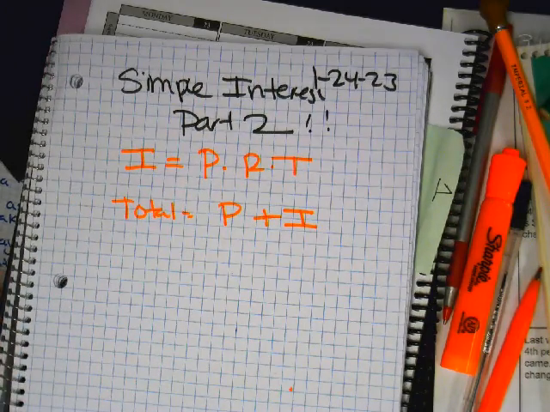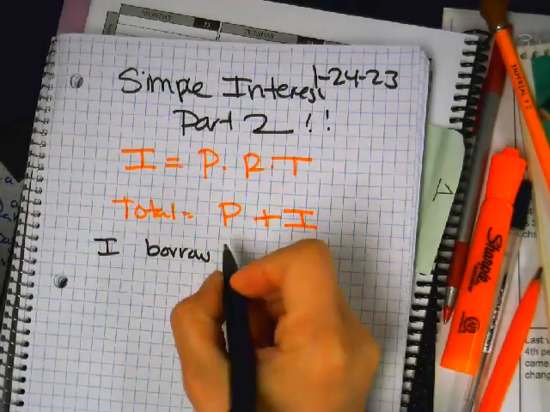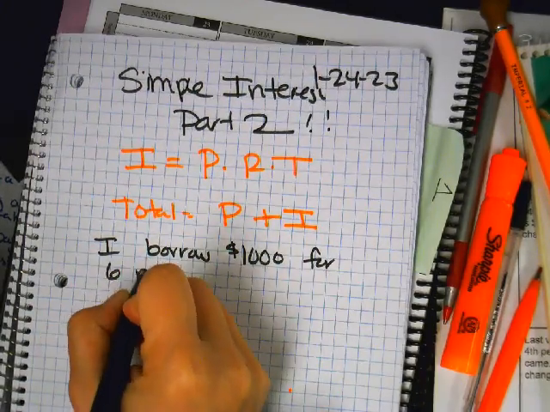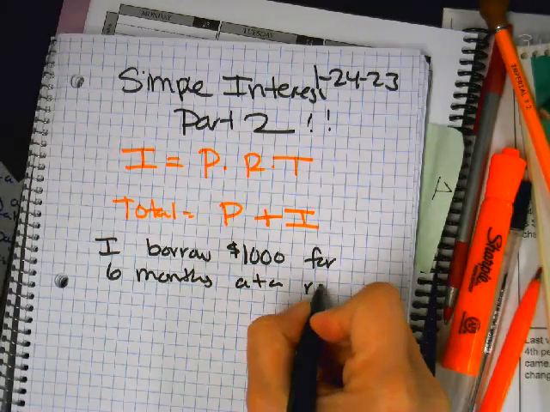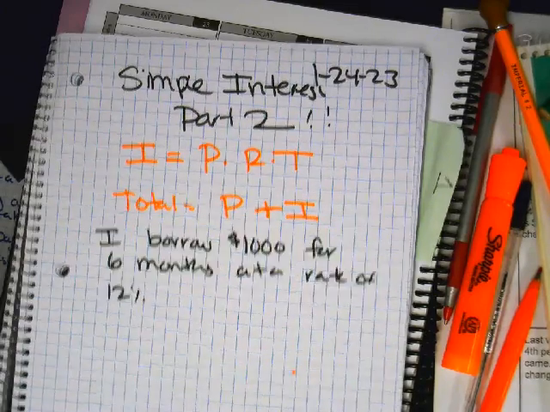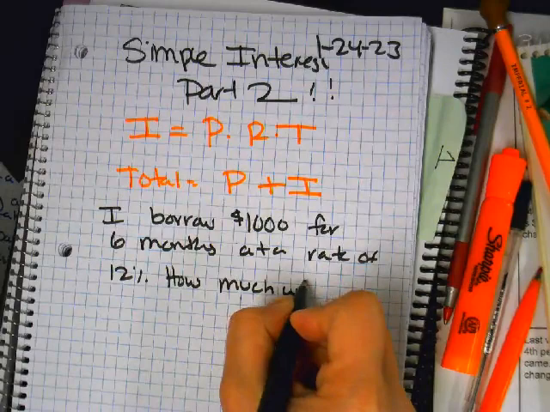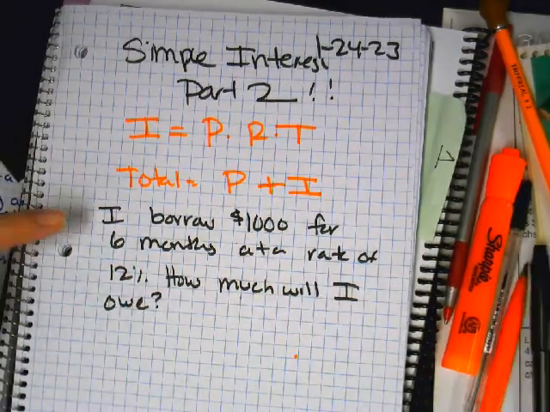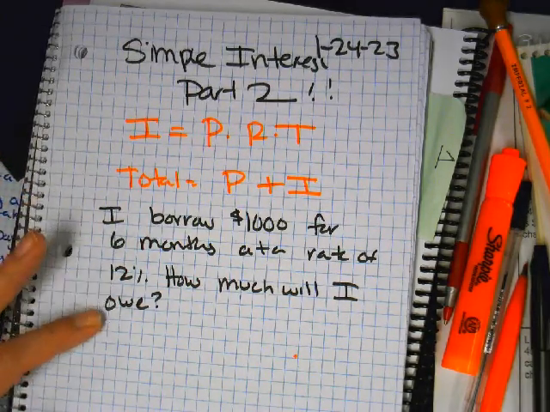But what if it's months? So, I borrow, let's say, $1,000 for 6 months, that's half a year, at a rate of 12%. How much will I owe? So I borrow $1,000 for 6 months at a rate of 12%. How much will I owe?